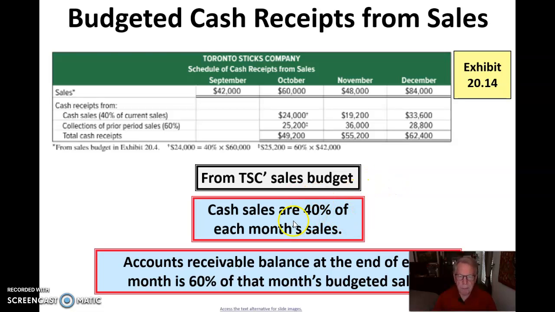So as you can see, cash sales are 40% of each month's sales. Accounts receivable balance at the end of each month is 60% of that month's budgeted sales. The end of each month. Okay. So prior month, essentially.